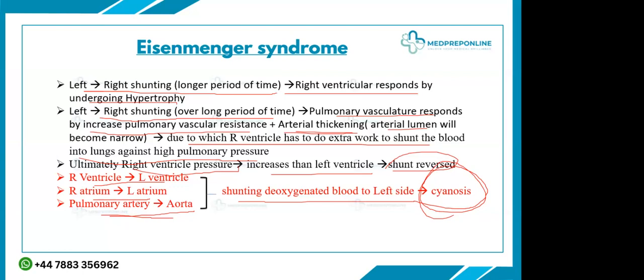It is not a separate entity. It's not a cyanotic congenital heart disease. We don't say that it is a heart disease and that is congenital. It develops over a period of time. If you take the tetralogy of Fallot, that is already a cyanotic heart disease, there is already a right to left shunt. So how will Eisenmenger syndrome develop there?